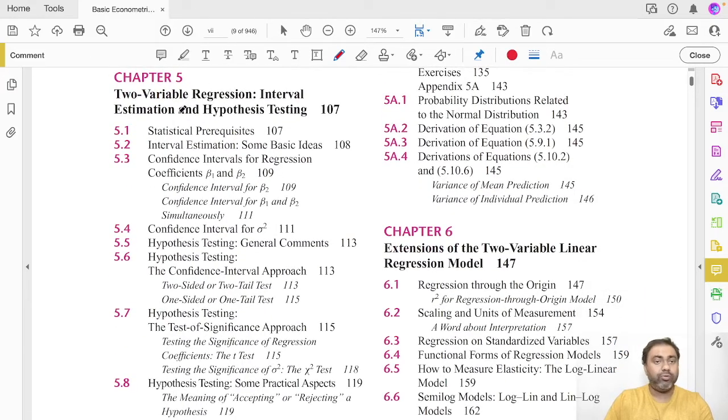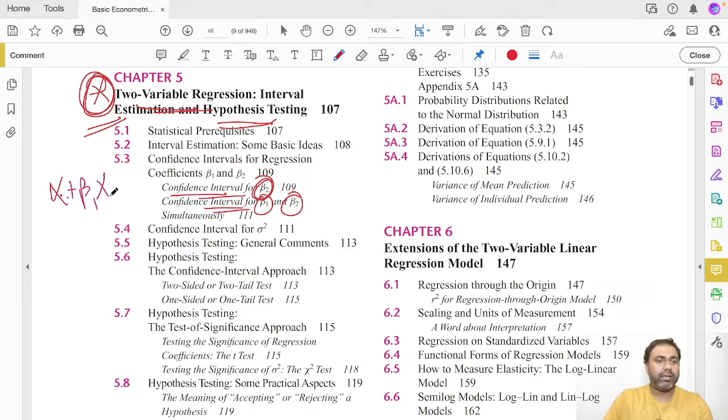Again, chapter number 5, two variable regression, interval estimation and hypothesis testing. This is again one of the most important topics, and each and every year a question will be asked from chapter number 5. So the confidence interval for beta, a confidence interval for beta 1, beta 2. What is beta 1? Two variables, like alpha plus beta 1 X1 plus beta 2 X2. Again we have two variables, so it's called a two variable regression model. There will be a relationship between beta 1 and beta 2, and what do you do with it?